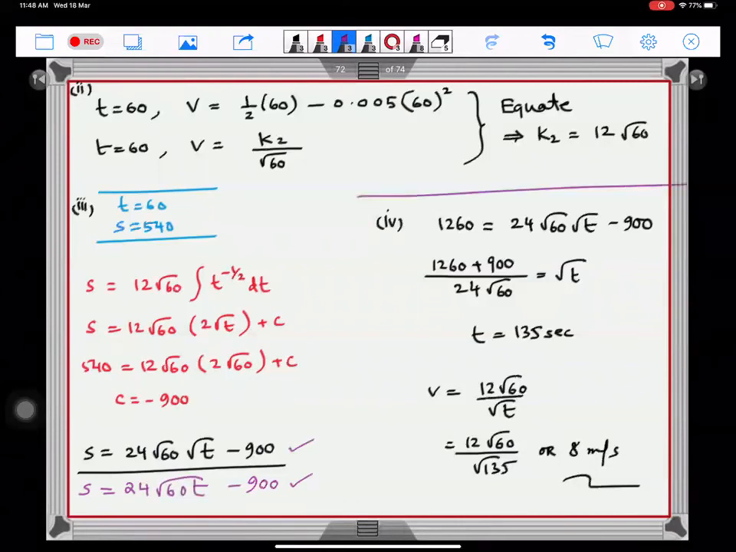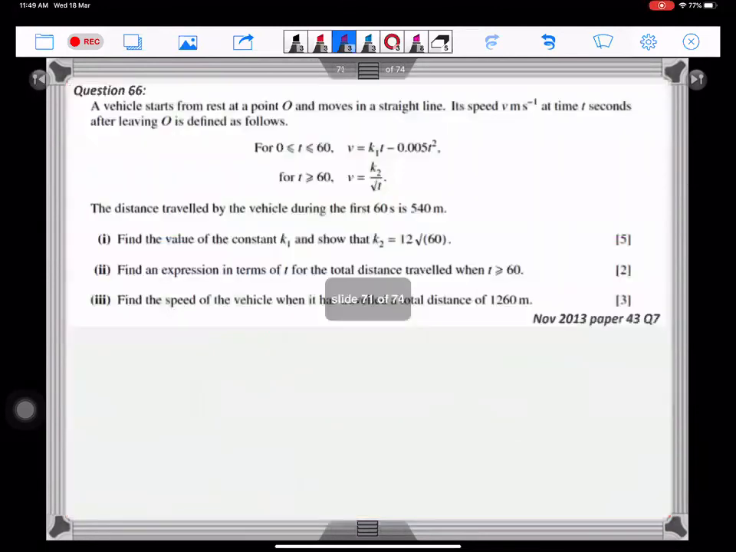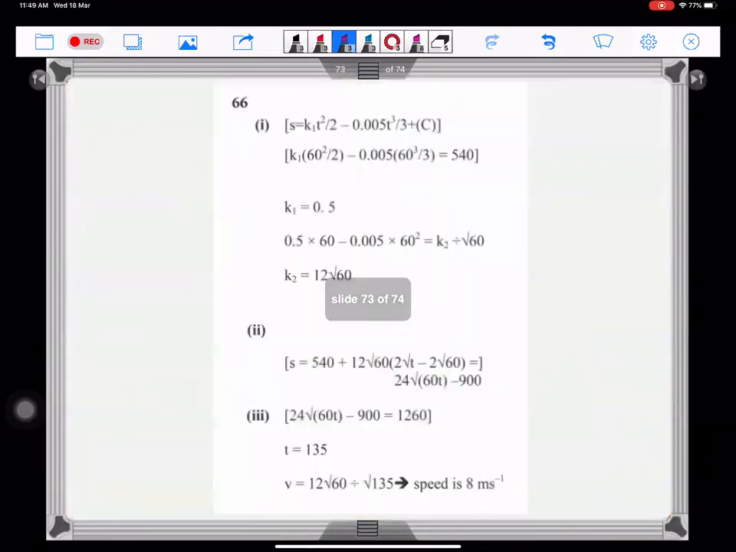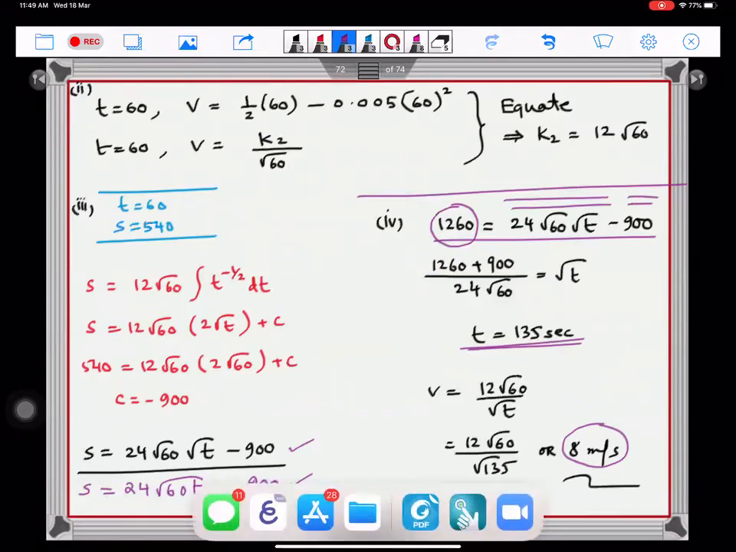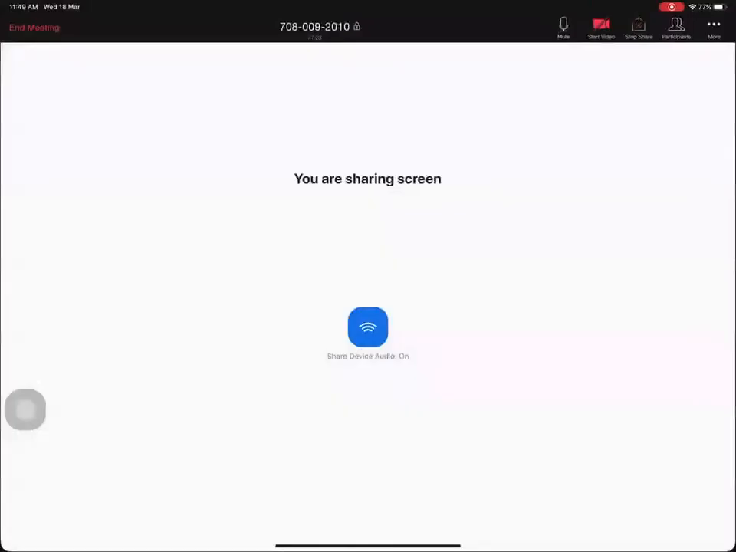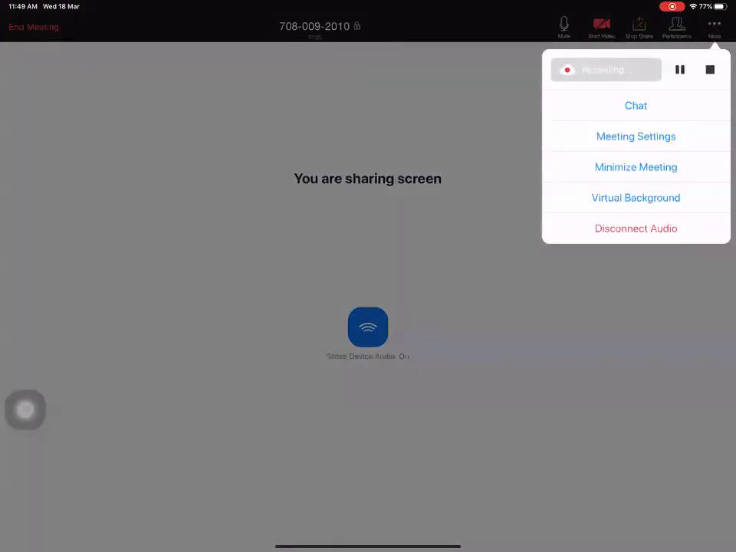Now, what about the fourth part? You equate 1260 to this expression, minus 900. You make t the subject, t comes out to be 135 seconds, and just like before, they're asking the velocity at this instant. So velocity comes out to be 8 meters per second. This was what was being asked, and that's how it's to be done. So now that is the end of kinematics. And in tomorrow's class, we're going to start the concept of linear momentum.